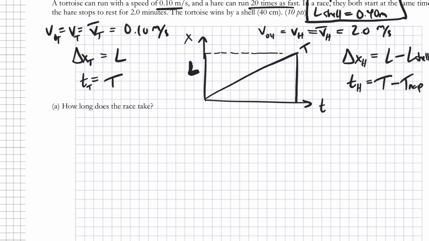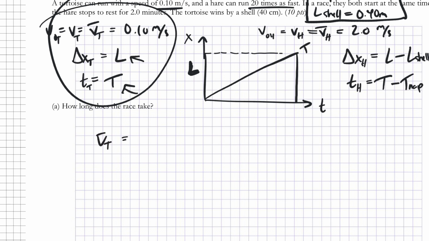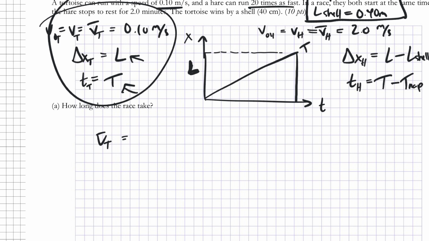So how long does the race take? We're looking for time. And what is the length of the race? We're looking for capital L. This is a doozy. I would probably not give this one to you guys. The key here is these are two velocity equations. They both have the same equation to work with: v bar equals delta x over delta t.